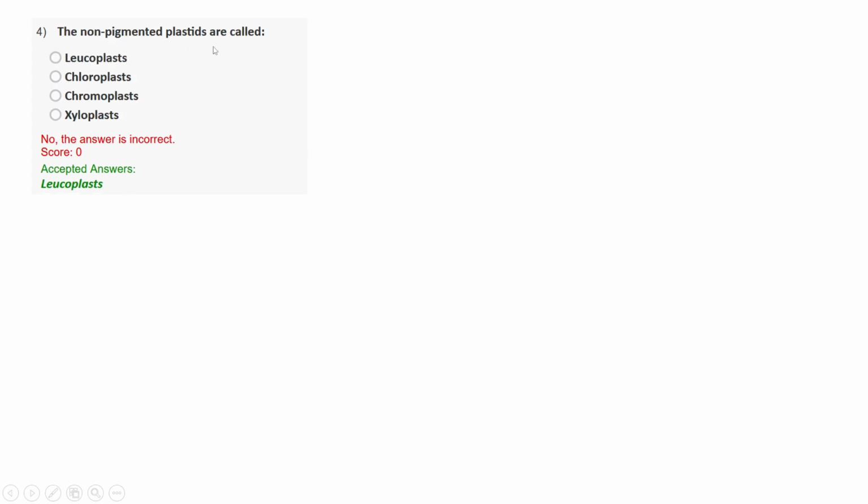The non-pigmented plastids are called leucoplast, chloroplast, chromoplast, or xyloplast. This is a question from the plant cell. If you have gone through the lecture, you can answer this. We have not discussed it today, but chloroplast contains a green pigment. Chromoplast and xyloplast are also pigmented plastids containing pigment molecules. But leucoplast is a non-pigmented plastid, so leucoplast is correct. After this class, you can go through what leucoplast is and how it functions.